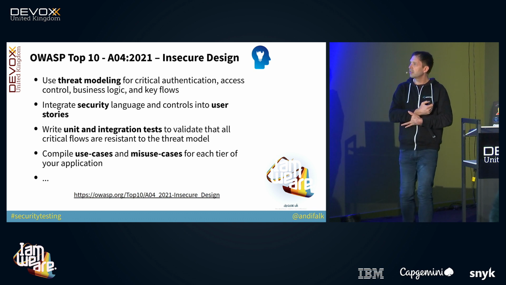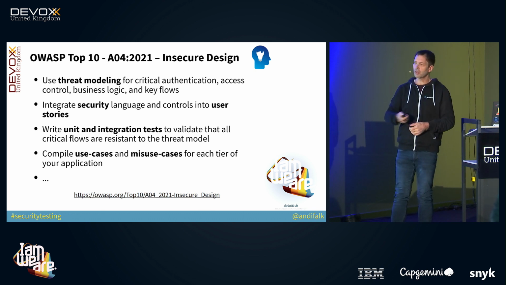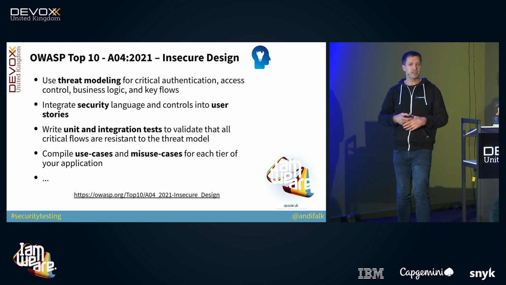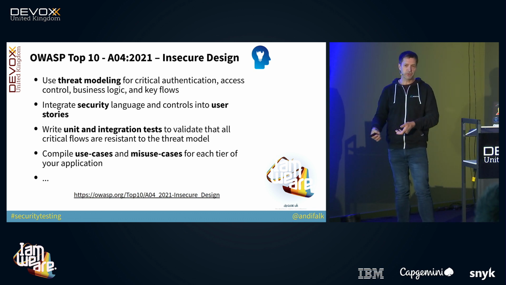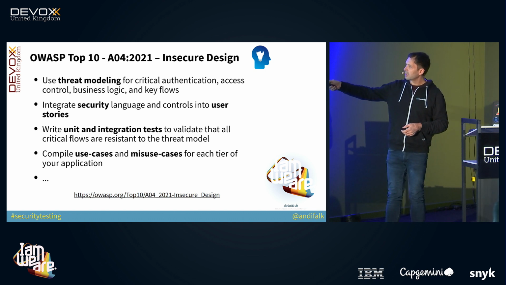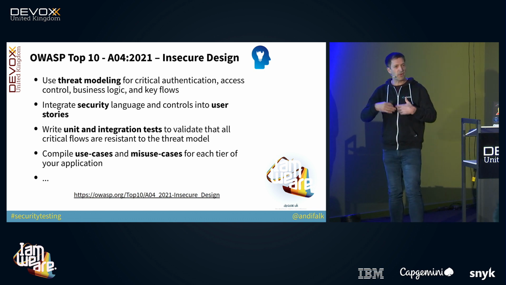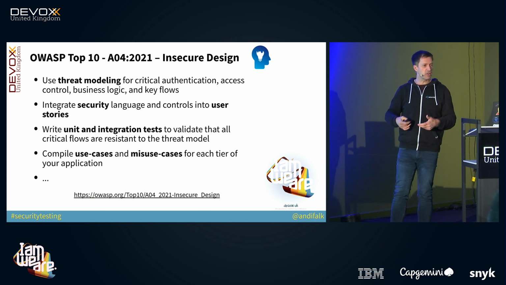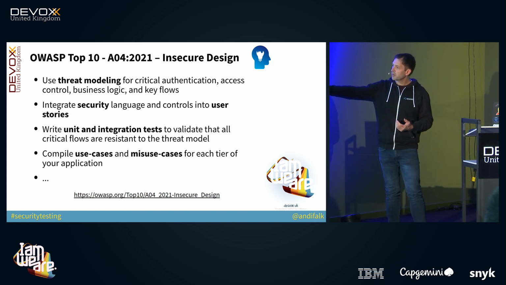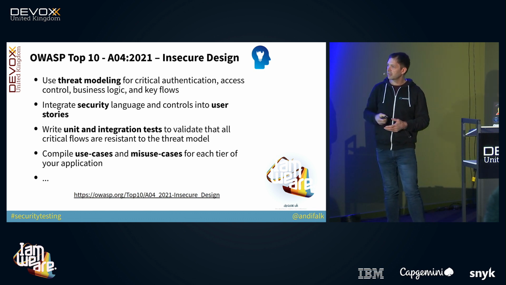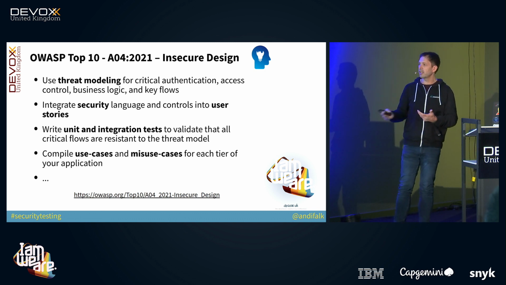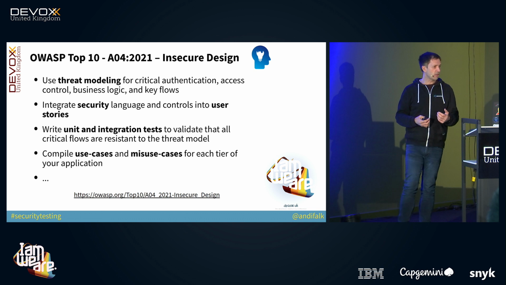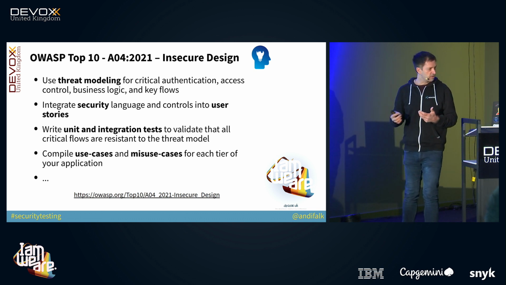So why do I stress the OWASP Top 10 in the new version? Because of that insecure design. And that is exactly introducing the topic of today, because insecure design speaks about using threat modeling, for example, to find flaws in your application, and also integrating security language in each and every user story you write. And the central thing I will talk about today is to write unit and integration tests to validate that all the flows you write in your application are resistant to the threat model.